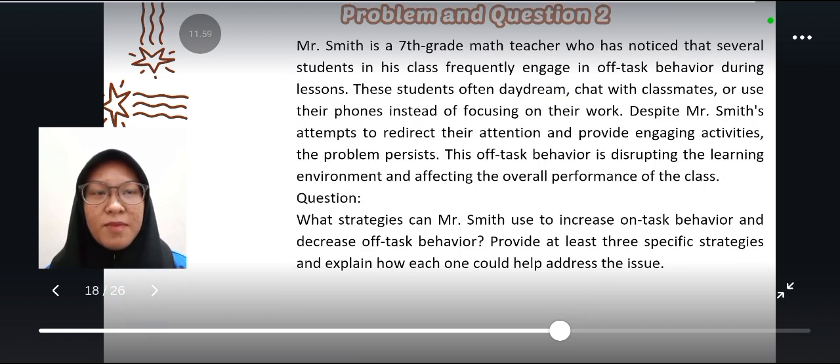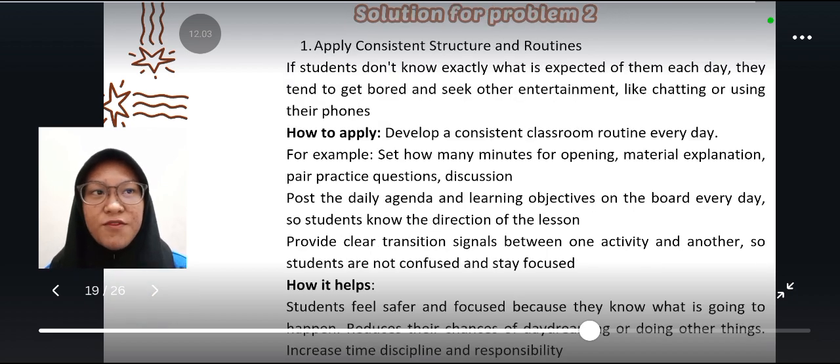This is problem and question 2. Solution for problem 2: apply consistent structure and routines. If students don't know exactly what is expected of them each day, they tend to get bored and seek other entertainment like chatting or using their phones.